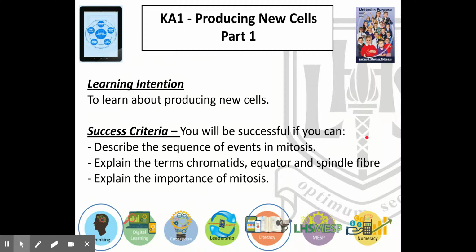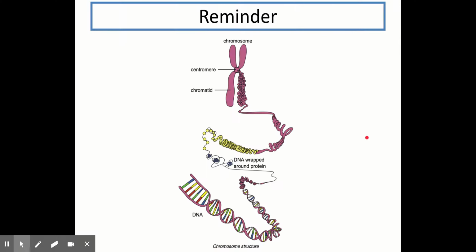So our learning intention today is to learn about producing new cells, and hopefully by the end of this lesson you'll be able to describe the sequence of events in mitosis, explain the terms chromatid, equator and spindle fibre, and explain the importance of mitosis.